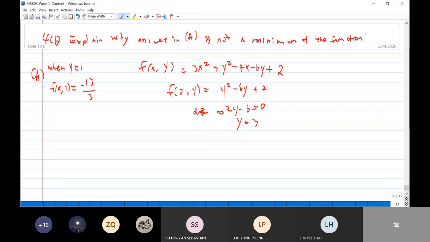So the minimal you can get is 3 squared minus 6 times 3 plus 2. You actually get 9 minus 18 plus 2, which is minus 7. This definitely is less than minus 13 over 3, correct? So this is a new minimal now.